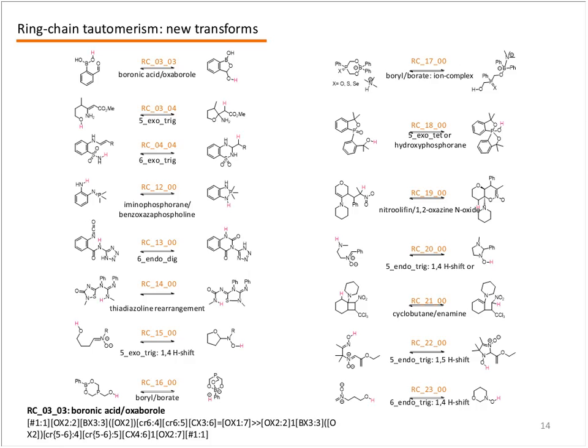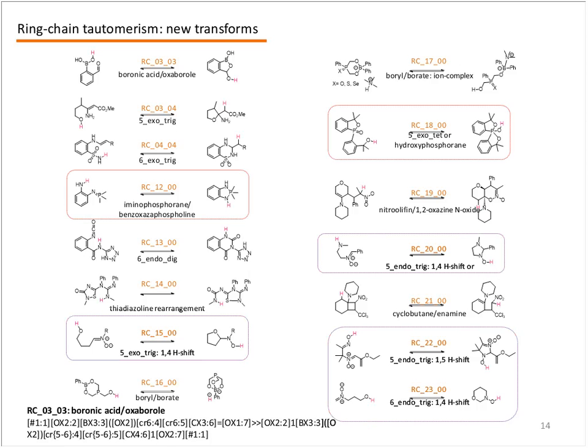During ring cyclization, usually there is a proton migration by a 1,3 hydrogen shift, but there are other cases which involve proton migration over a longer distance. Like here, we see proton migration during ring cyclization by a 1,4 hydrogen shift. The other case is a 1,5 hydrogen shift. And there is a special case, like phosphorus systems, as we have seen in the previous rules.